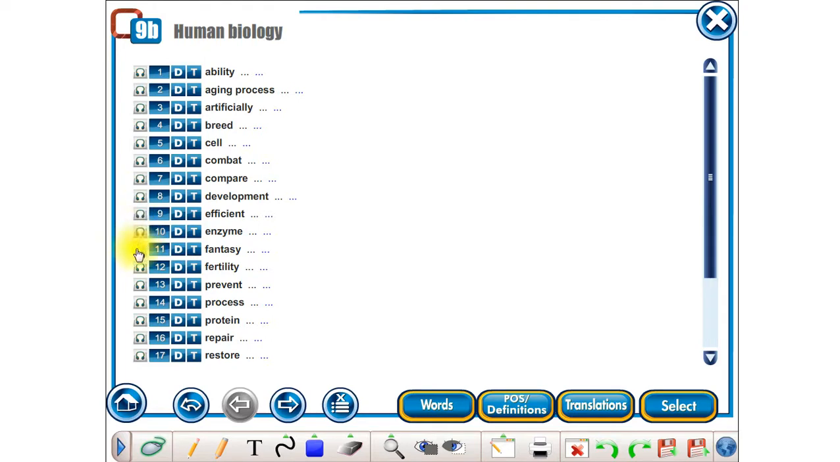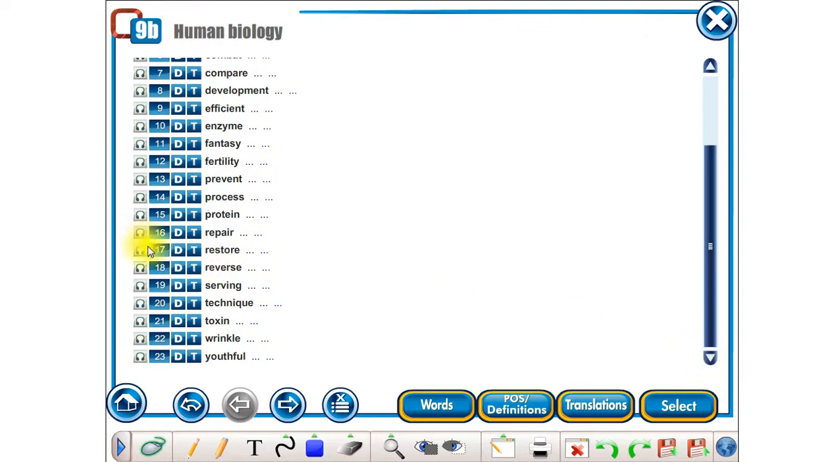Enzyme, fantasy, fantasy. Fertility, fertility. Prevent, prevent. Process, protein, protein. Repair, restore, reverse, serving, technique, toxin, wrinkle, youthful, youthful. Thanks a lot for your job, and please be attentive.